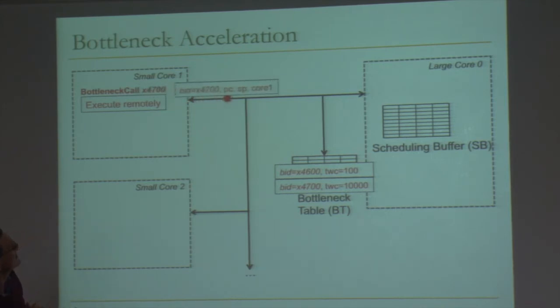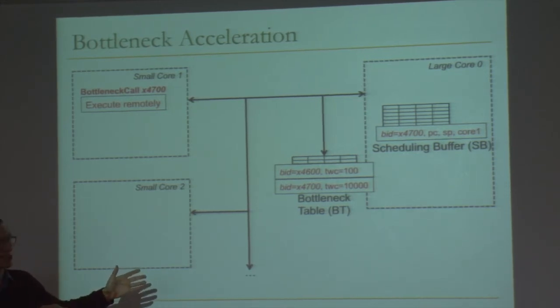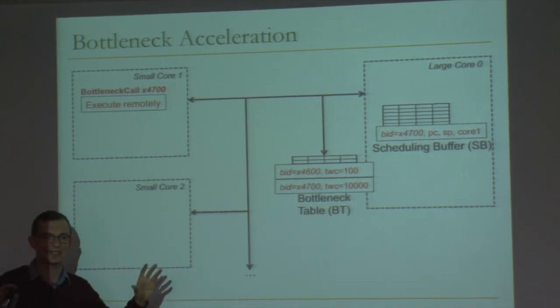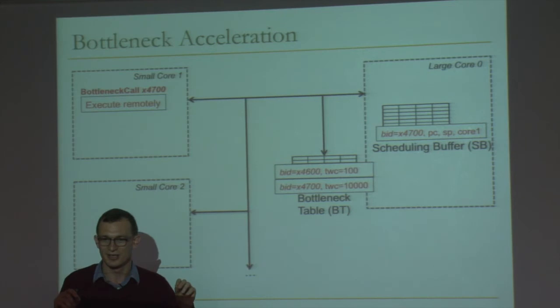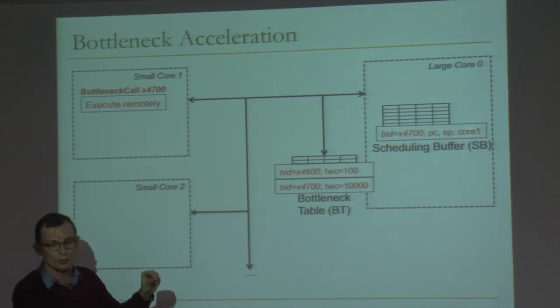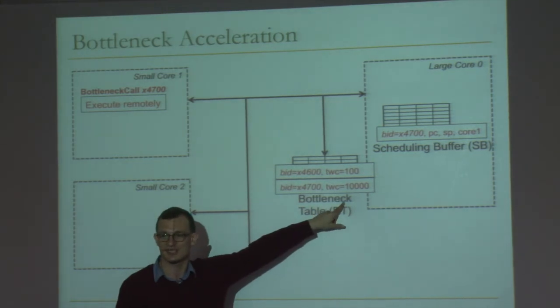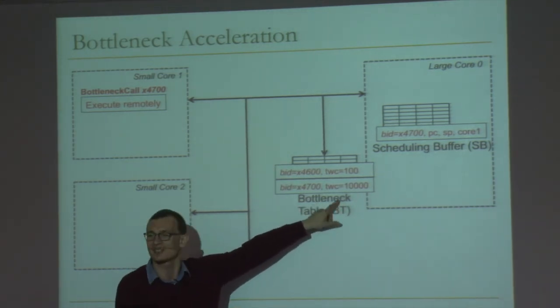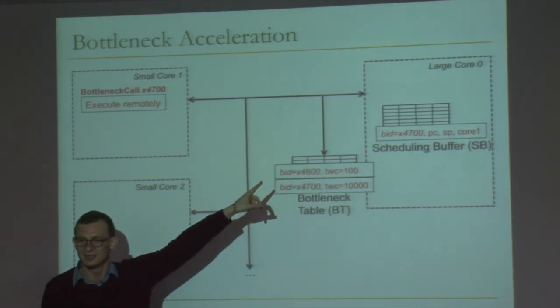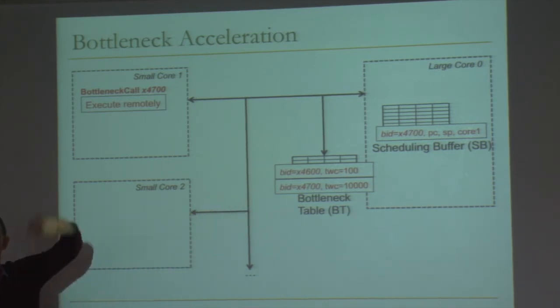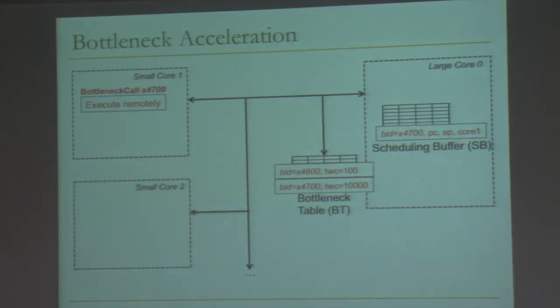Basically, it sends the bottleneck ID, program counter, stack pointer, and core ID to the large core, just like we did for accelerated critical sections. And this gets queued in the scheduling buffer. The scheduling buffer is not a FIFO queue anymore, because remember, we would like to accelerate the most important bottleneck first. So it's really a queue that's ordered based on the importance of the bottleneck, based on the thread waiting cycles. So it actually needs to send the thread waiting cycles also, but it's not written here. Does that make sense? So it's really an out of order queue or a priority queue.